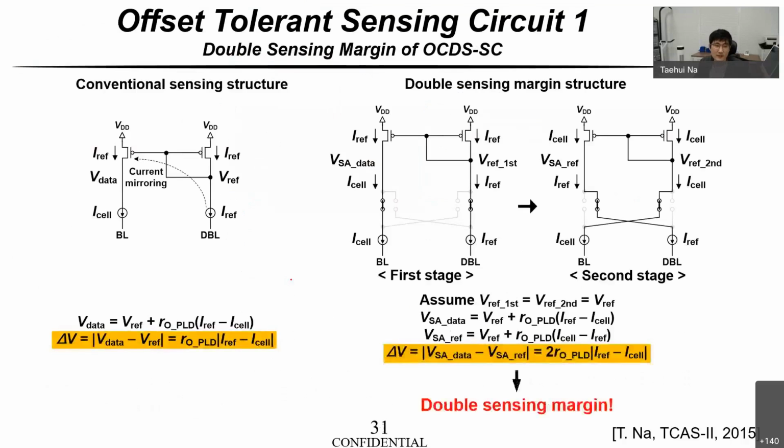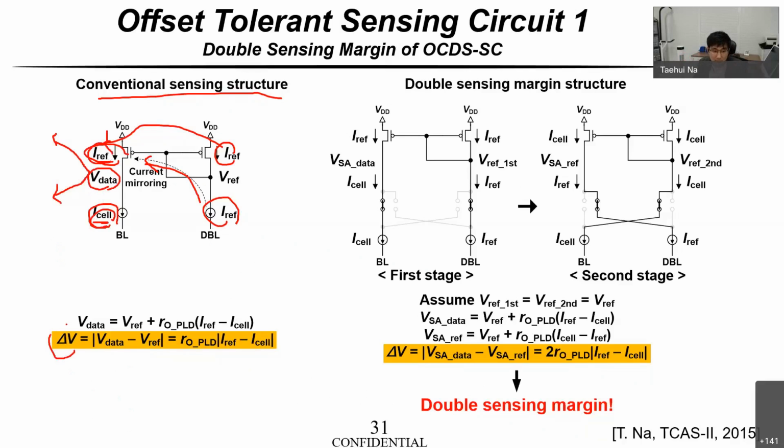The second advantage is this. In the conventional sensing structure, there is a current mirroring. The RF is current mirrored, and there is I cell. In the case of V data, if IRF is higher than I cell, this voltage increases. If IRF is smaller than I cell, this voltage decreases. This is the main operation of the conventional sensing circuit.